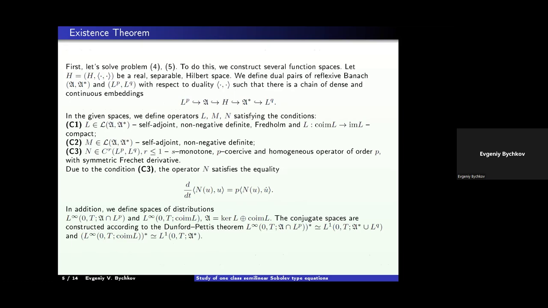Before giving the main result, we introduce several conditions. To do this, we construct the function space H, a real separable Hilbert space, and we define dual pairs of reflexive Banach spaces. In the given spaces, we define operators L, M, and satisfy the conditions C1, C2, and C3. Due to the condition C3, the equality holds. In addition, we define the space of distributions according to the Danford-Pettis theorem.